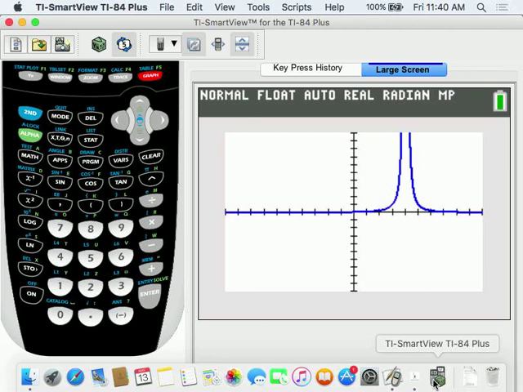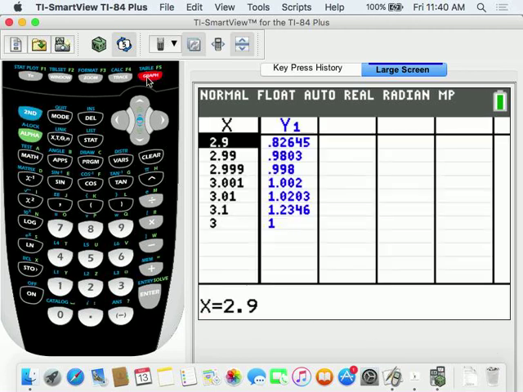I'm going to verify it by plugging in some values. So I'm going to go to second table. I'm going to cheat a little bit because I do have that option. I'm trying to get close to 4. So I'm going to type in 3.9, 3.99, 3.999. Oh yeah, that 1e to the 6 is basically 1 and 6 zeros. So that's 1,000,000. It's getting really big.